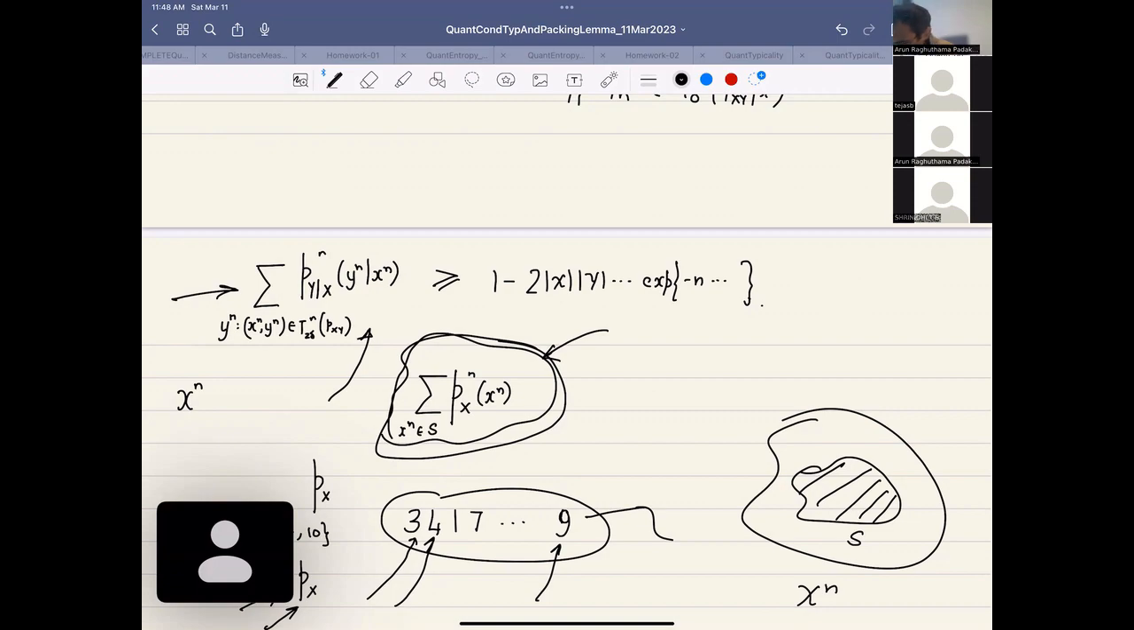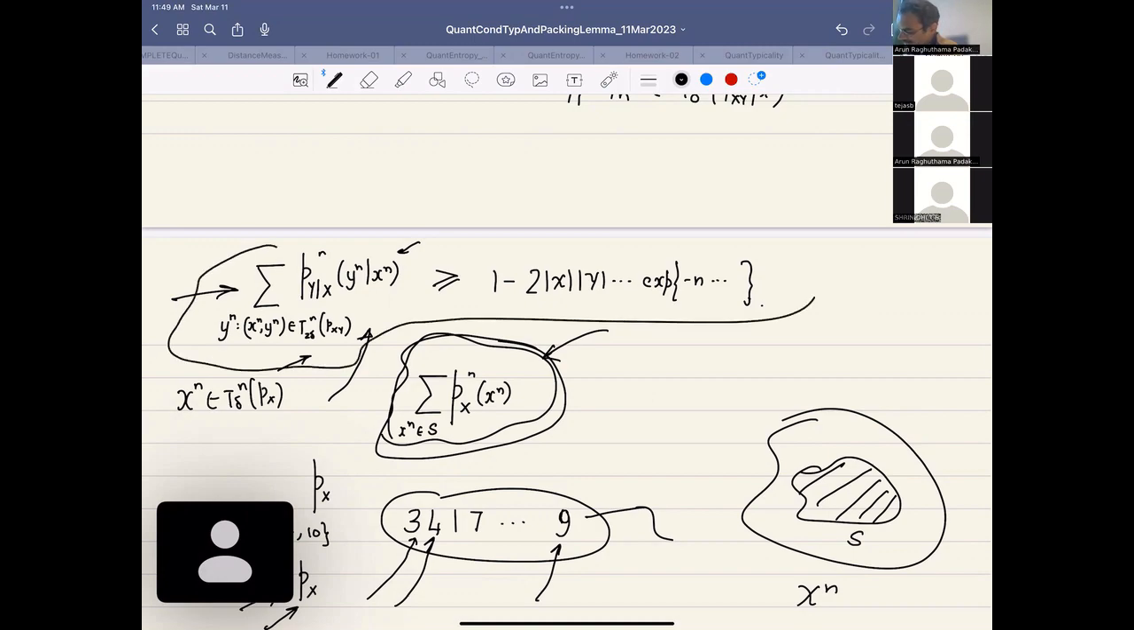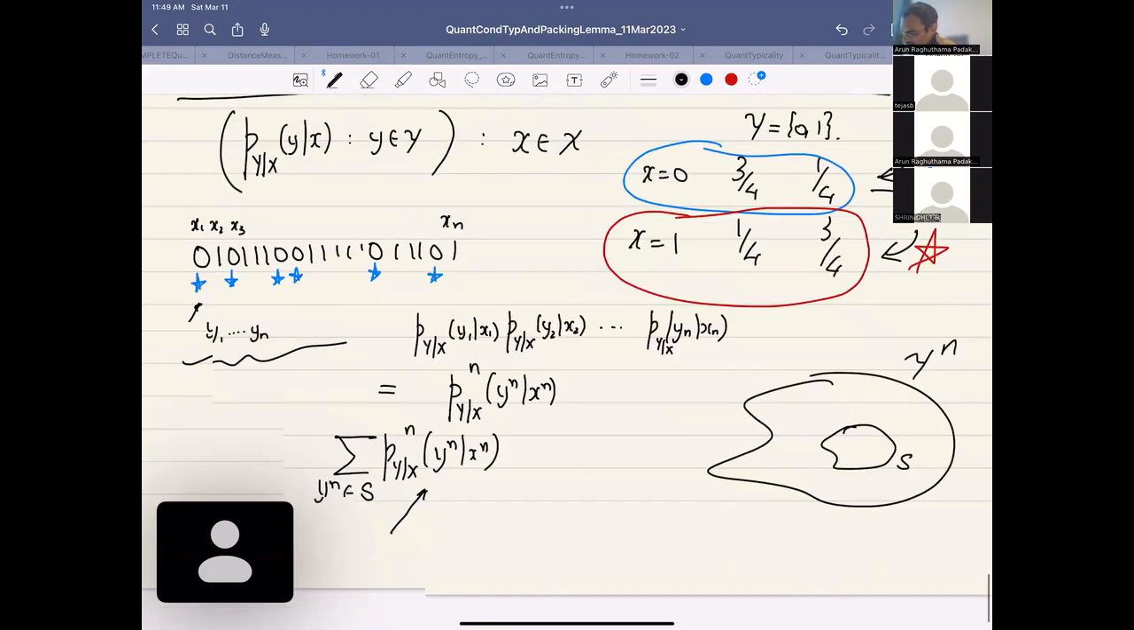So there is an exponentially smaller set whose name is T delta n of PXY. If my x^n happens to be in T delta n of PX, and I pull the y's in this kind of way, then the probability that I'll fall in T delta n of PXY is very large. That is the physical interpretation of the statement. Do you agree? Yes, sir. Okay. So that's where I'm going.